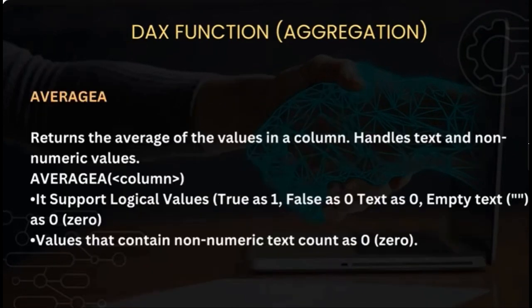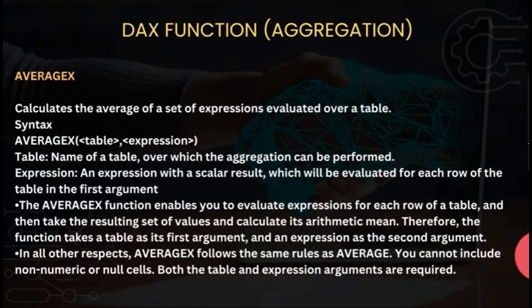Now what is AVERAGEA? It returns the average of the values in a column and handles text and non-numeric values. The syntax for this is AVERAGEA(column name). It supports logical values: TRUE is 1, FALSE is 0, and text is considered as 0. Empty text is also considered 0. So values that contain non-numeric text count as 0. This is all about the AVERAGEA function.